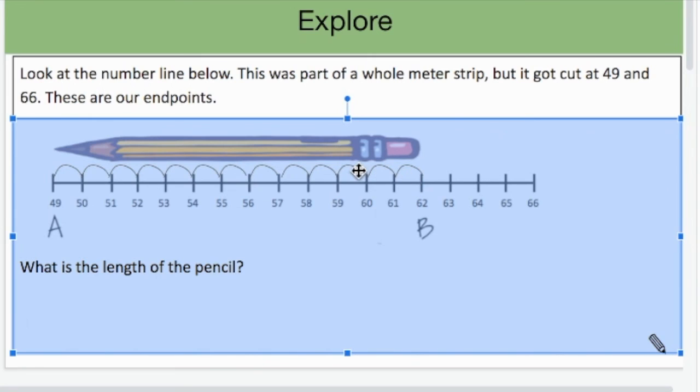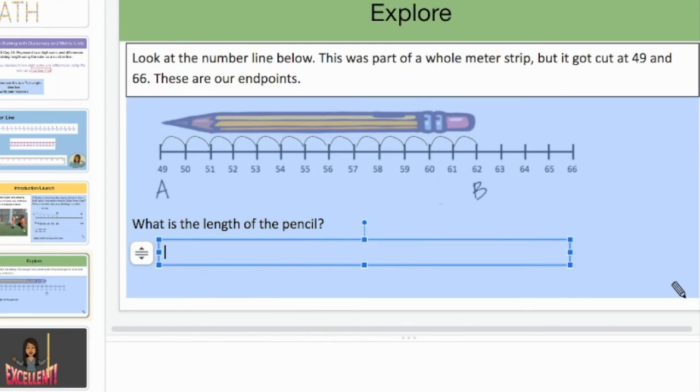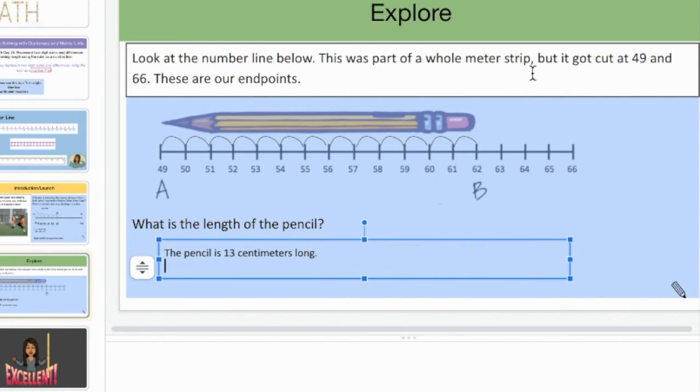So 1, 2, 3, 4, 5, 6, 7, 8, 9, 10, 11, 12, 13. We can answer the question by saying the pencil is 13 centimeters long. Now we know that it's in centimeters because at the top it says we're working with a meter strip. And then you can write the subtraction equation: 62 minus 13 equals 49 cm, for centimeters.